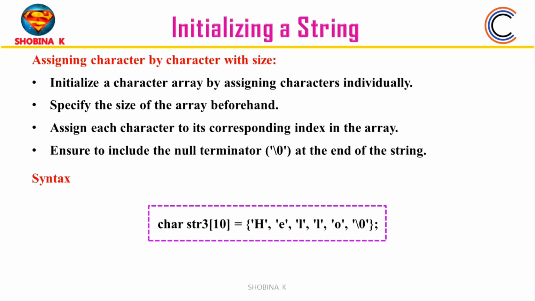And next, assigning character by character with size. In this method, we initialize a string by assigning characters one by one with a specified size of the array. Look at this example. Here we initialized a character array str3 with size of 10 and assign characters individually to form the string "hello", followed by a null terminator to mark the end of the string. After these assignments, the array str3 contains the string "hello" and the null terminator, and the remaining spaces in the array are left uninitialized, meaning that they could contain arbitrary data. And note that the null terminator is not automatically added to fill any remaining spaces in the array. It is only added after the last character you explicitly assign to the array, so that we can prevent buffer overflow errors.